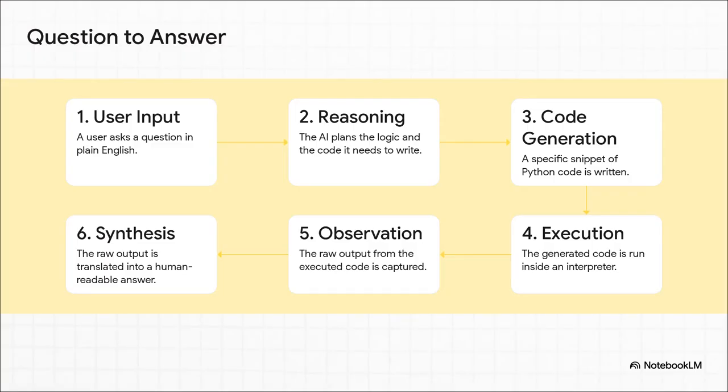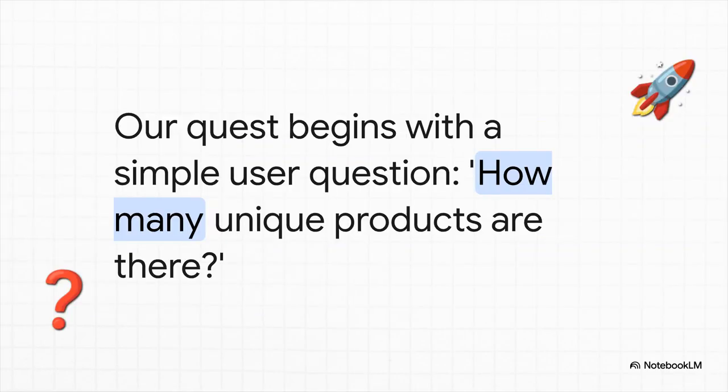It starts with a person asking something. The AI thinks, it writes code, the code gets run, the AI then looks at the raw computer output, and this is the really cool part, it synthesizes all of that into a normal human answer. Let's watch it happen. Okay, our quest begins.